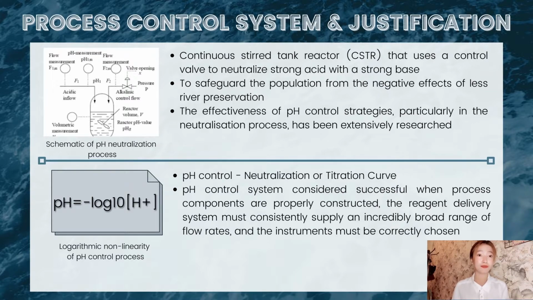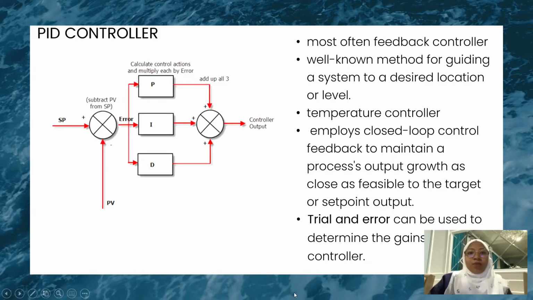The region delivery system must consistently supply an incredibly broad range of flow rates, and the instruments must be correctly chosen. The PID controller, which is also known as a proportional integral derivative controller, is a device that regulates temperature, flow, pressure, speed, and other process variables in industrial control applications. The most often used PID algorithm is the feedback controller, for guiding a system to a desired location or level. It is almost as widespread as a temperature controller, which employs closed-loop feedback control to maintain a process output as close as feasible to the target or set point output.